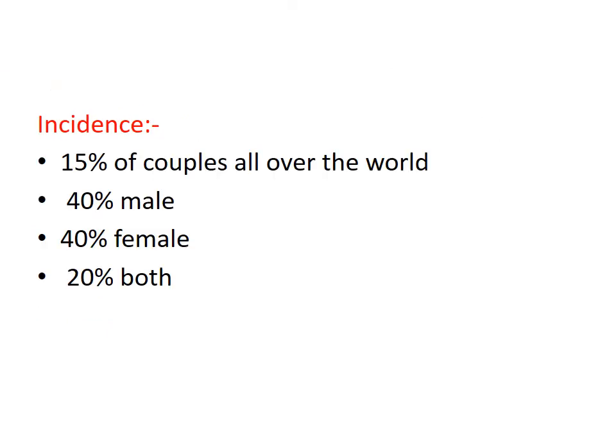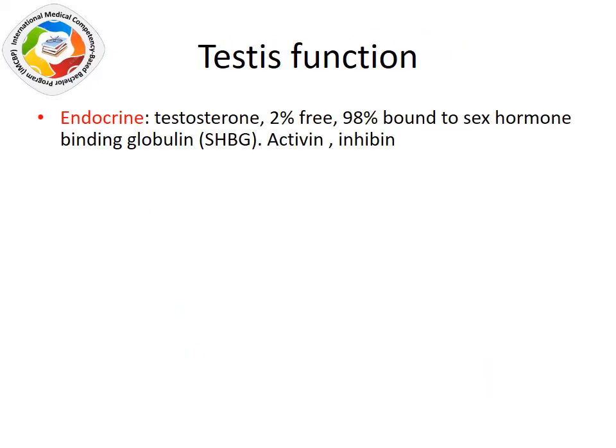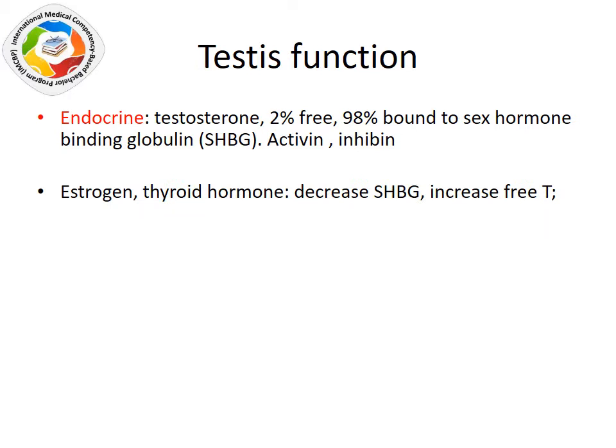The incidence of these cases of infertility all over the world is about 15%. The main causes: male causes constitute about 40%, while female causes are responsible for about 40%. Both male and female share in about 20%. This diagram shows the actual percentage between male and female causes. There are also about 6 to 8 million couples in the USA with infertility.